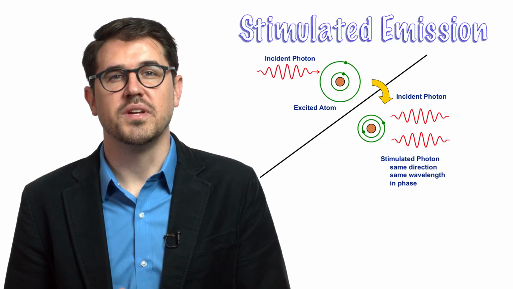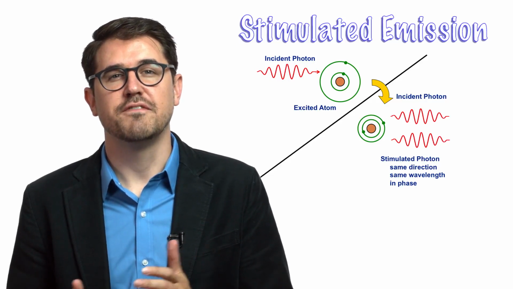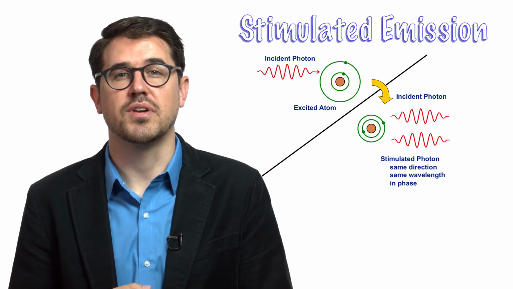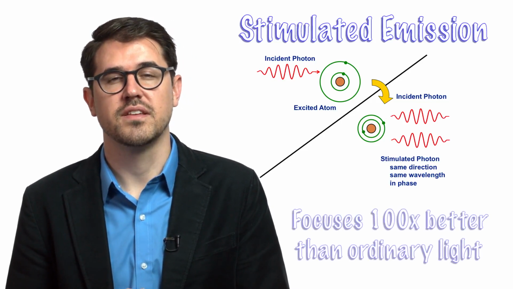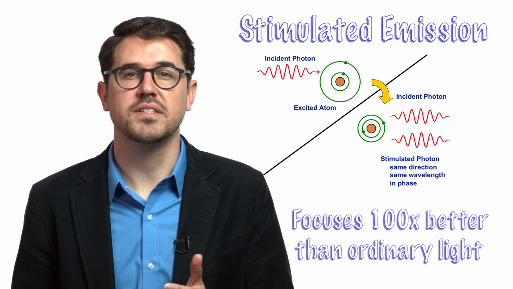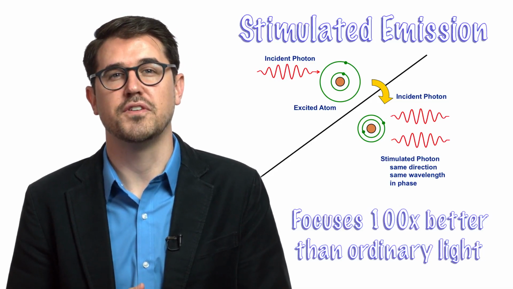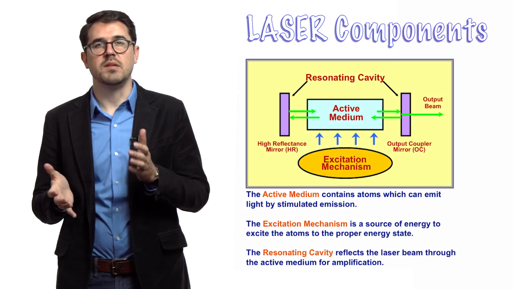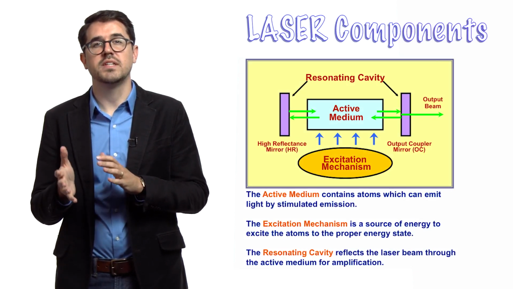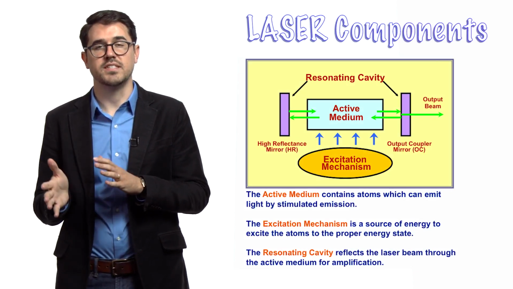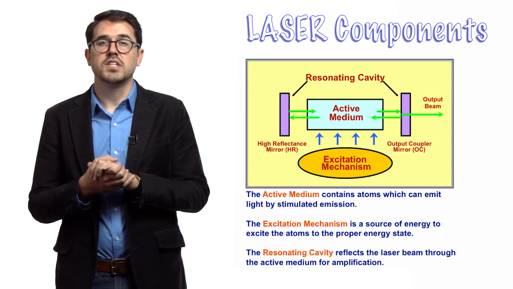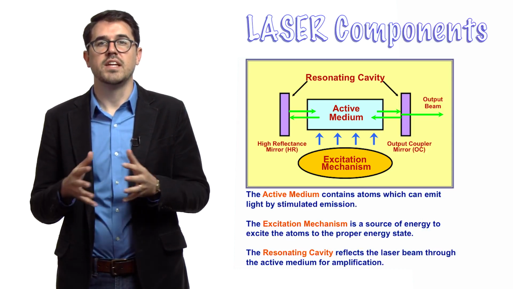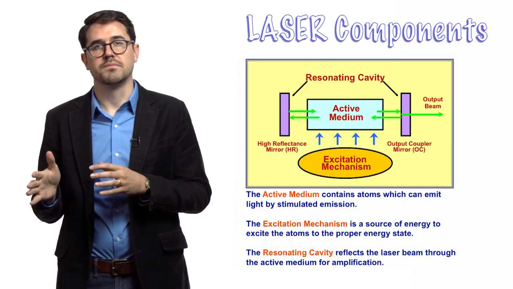Stimulated emission is when an excited atom is struck by a photon in the laser beam, producing additional photons with the same direction, wavelength, and phase. The combination of these three properties makes laser light capable of focusing 100 times better than ordinary light. All lasers have the same basic design. The active medium contains atoms excited by the excitation mechanism. Photons produced in the active medium are collected in the resonating cavity until they're released by the output coupler.